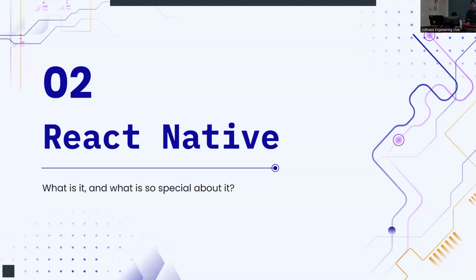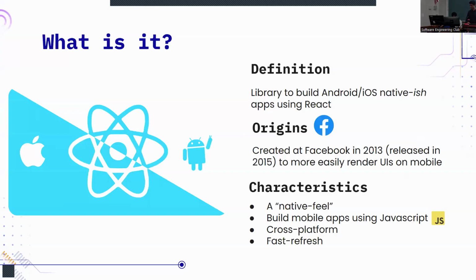So what is React Native and what's so good about it that we're here to learn about it? React Native is basically a library to build Android and iOS native-ish apps using React. It was created at Facebook in 2013. Its whole function was to render UIs better on mobile devices, and you get a native-like feel, hence the name React Native.